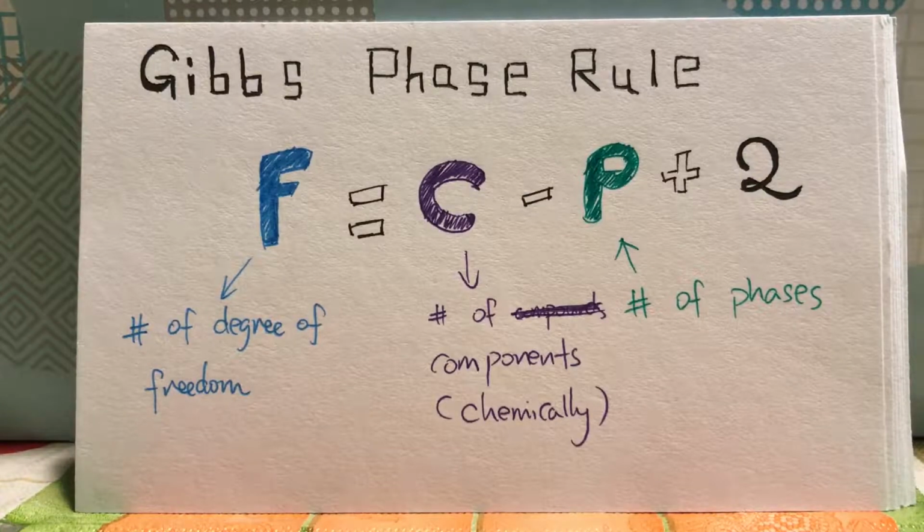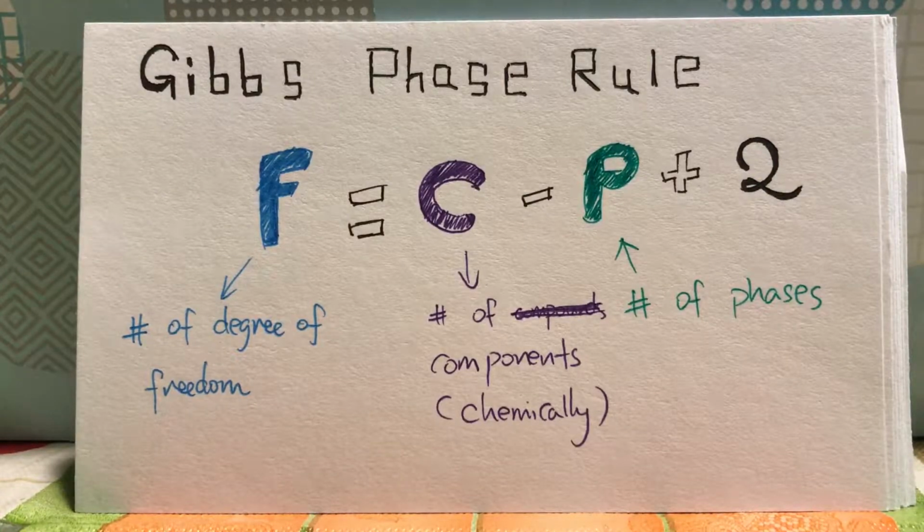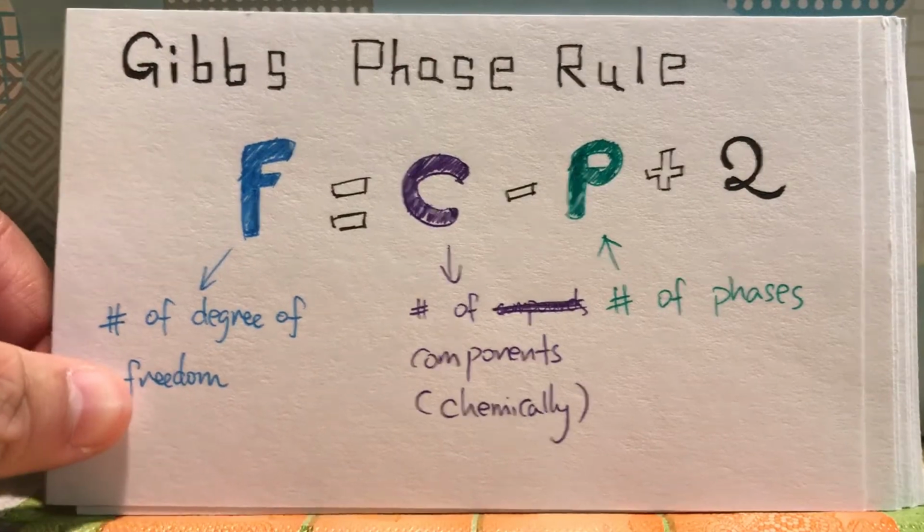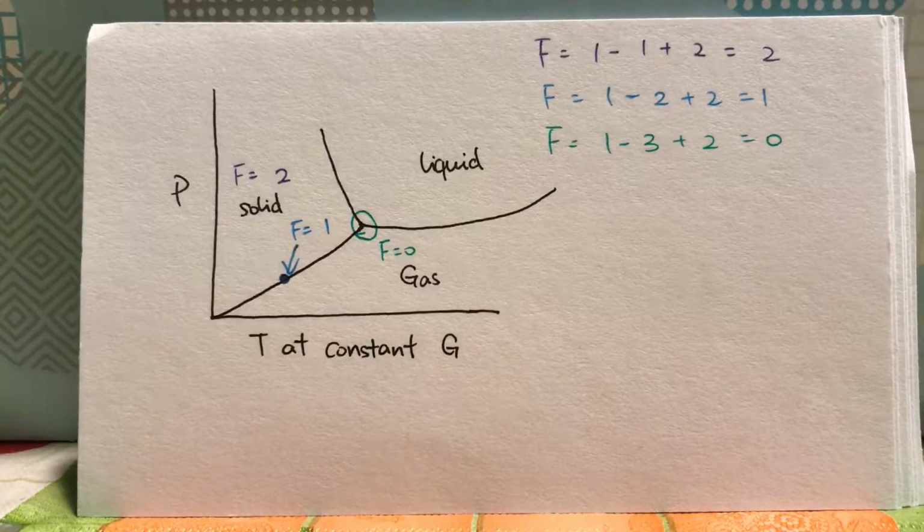Before the binary phase diagram, we should know about the Gibbs phase rule. The Gibbs phase rule is pretty simple. It's just F equals C minus P plus 2. F is the number of degrees of freedom, C is the number of components chemically, and P is the number of phases, and 2 is just there. So now we know the Gibbs phase rule. We should know how to use it in the phase diagram.